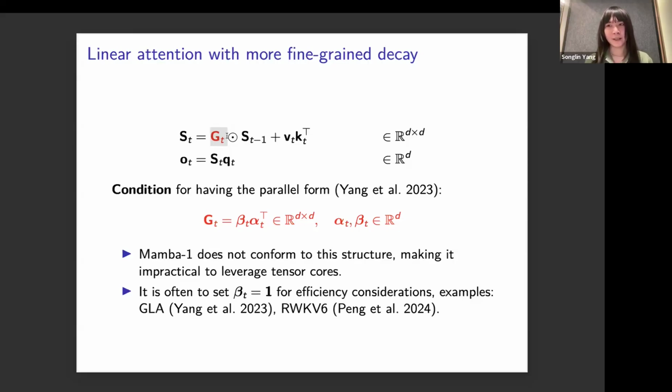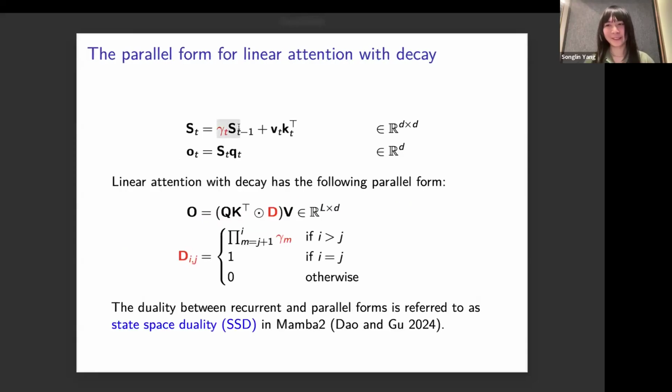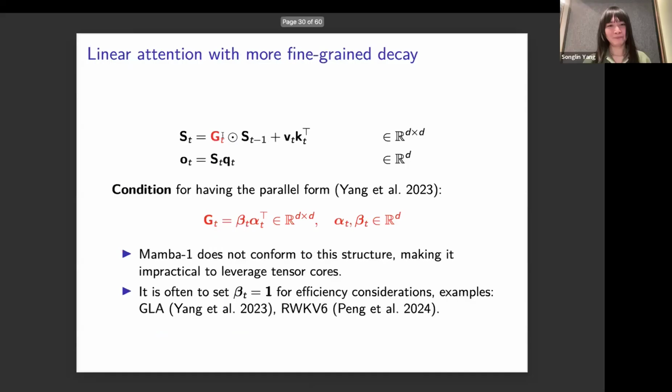And this is why Tri Dao and Albert Gu have the follow-up work, Mamba 2, in order to scale up the recurrent hidden state size in a more hardware-efficient manner. They have this form, which we can also write in an outer product form. So beta_t equals gamma_t times a one vector, and we set alpha_t to a one vector. Mamba 2 conforms to this outer product structure, and this is why Mamba 2 can be trained using the chunkwise parallel form.